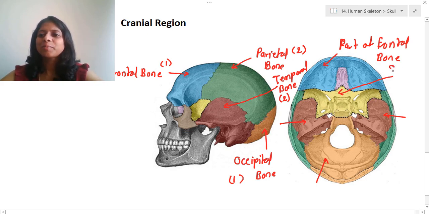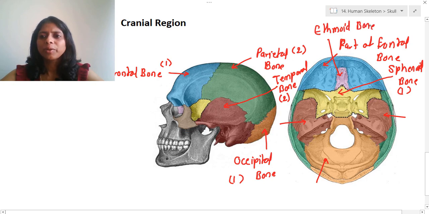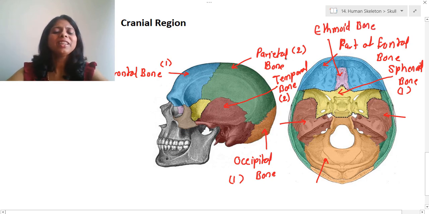It's called the sphenoid bone. It is a single bone, a sphenoid bone. And here in purple color, in front of the sphenoid bone, we see another bone which is called the ethmoid bone. Ethmoid bone. So these are the different bones included in the cranial region.